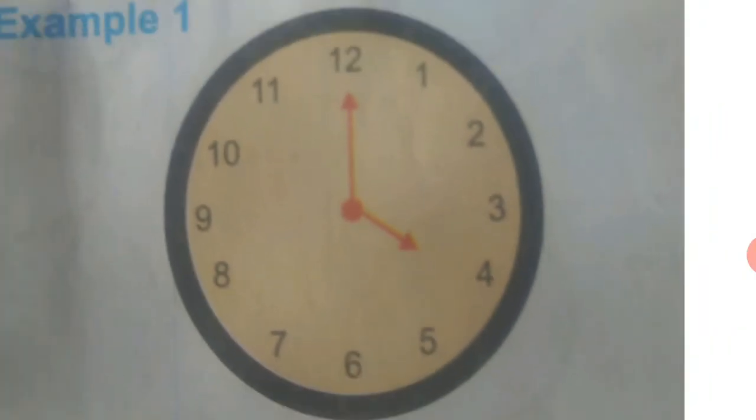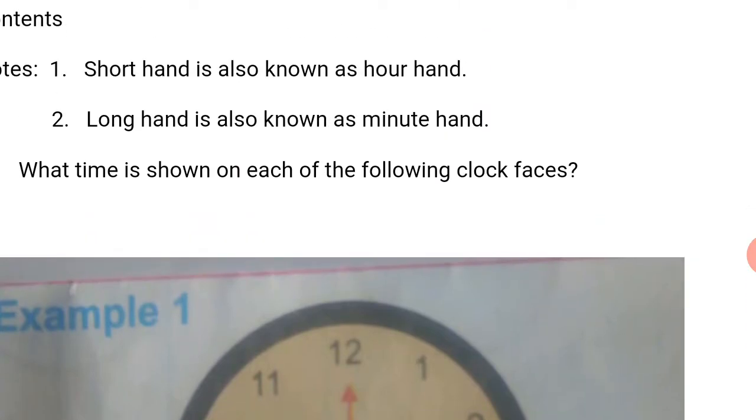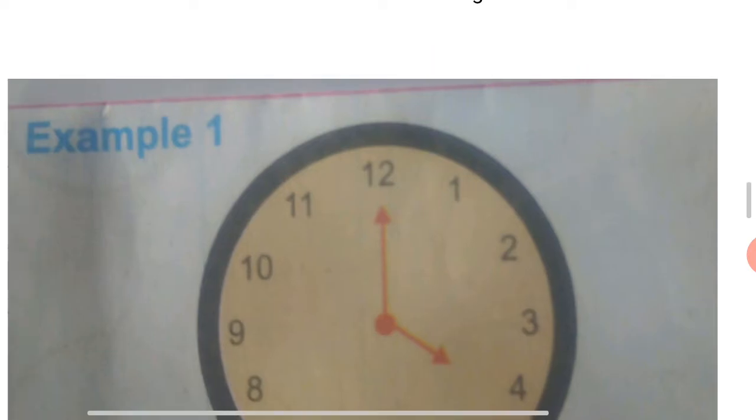Then I would like to show you the wall clock. You can see the wall clock. This is a wall clock. This wall clock has two hands, the long one and the short hand. This long hand and the short hand, they both have another name.